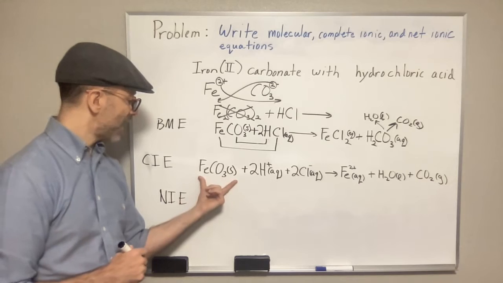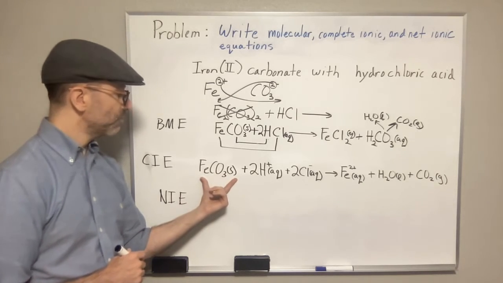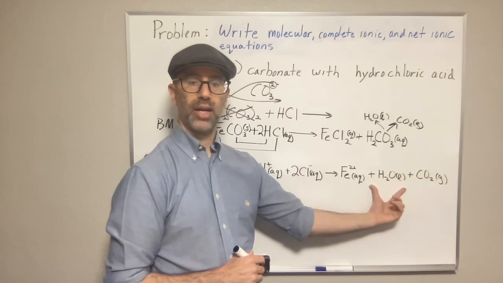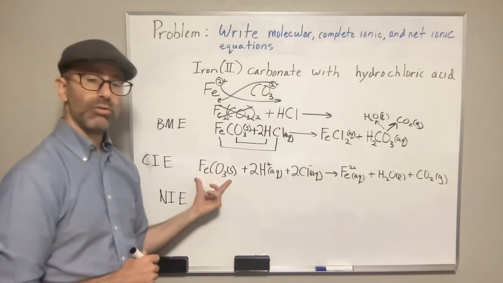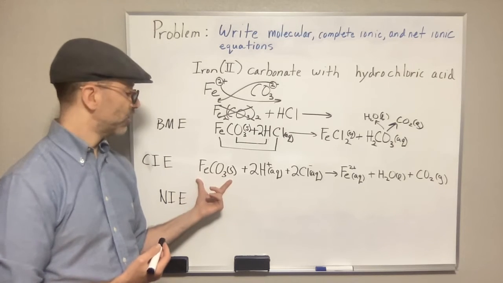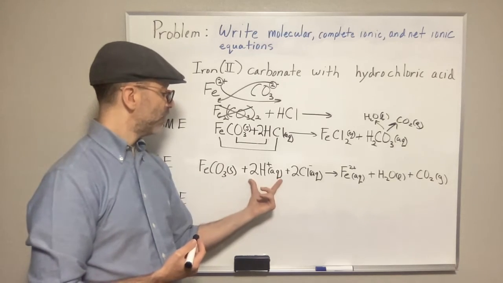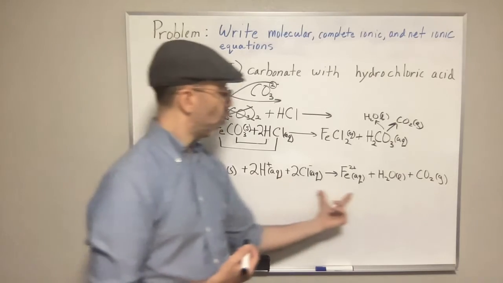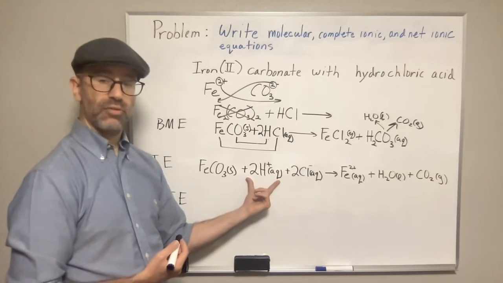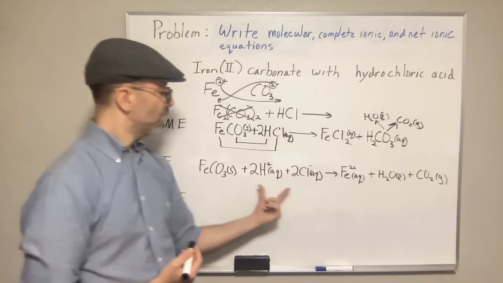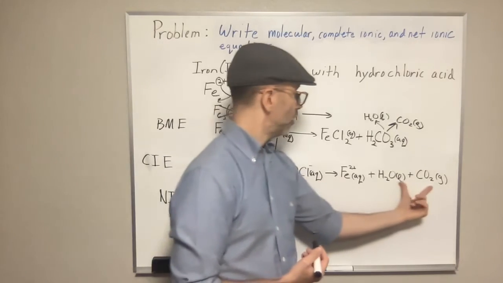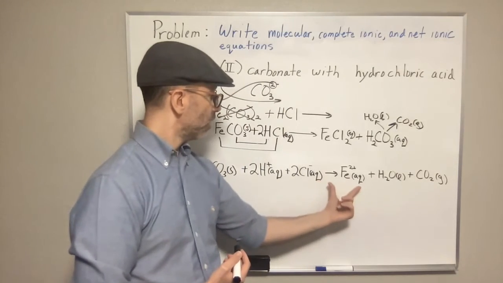So here we have a solid iron carbonate, but here we don't have solid iron carbonate. So iron and carbonate are no longer in a solid. Both of these are involved in the reaction, so these are not spectator ions. Here we have 2H plus aqueous. Over here, we do not have H plus aqueous, so this is involved in the reaction as well. Here we have 2 chloride ions aqueous, and here we don't have our chloride ions.